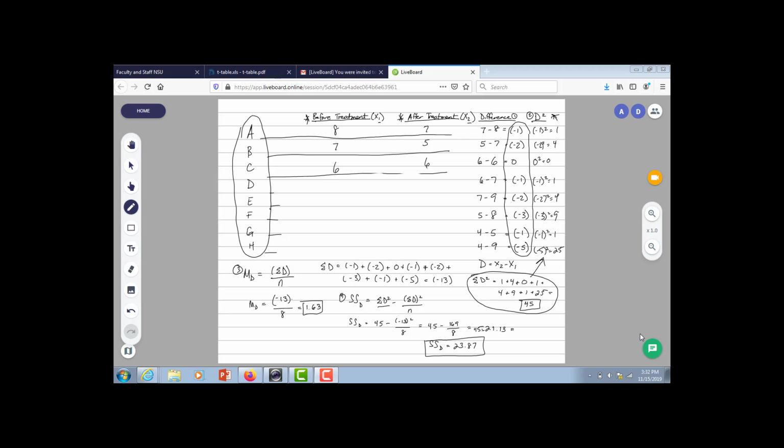And with that, let's proceed with the next step. The next step, I would say, would be to calculate your variance. So you all recall the formula for variance. It is sum of squares over n minus 1.